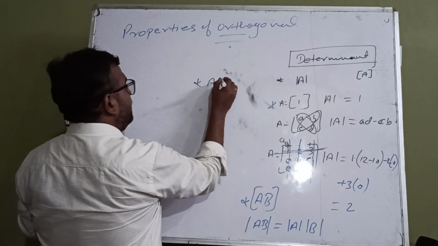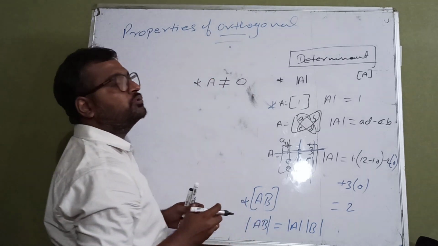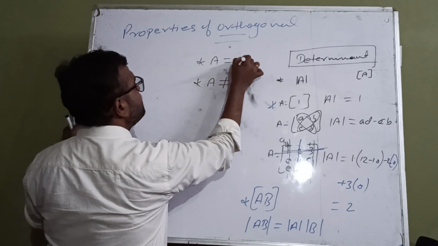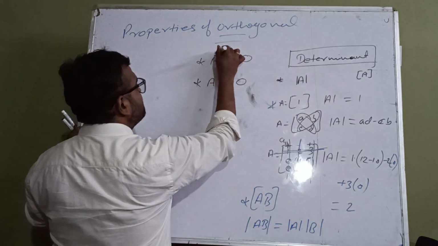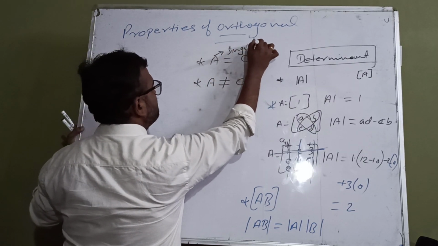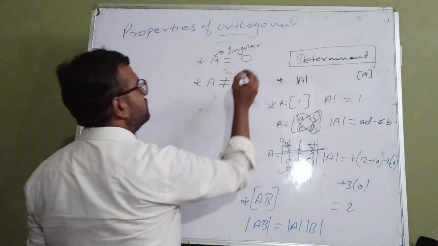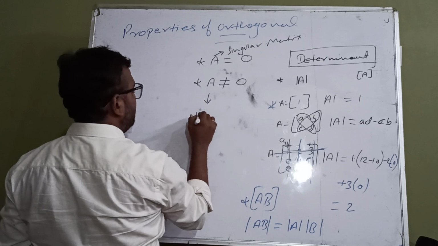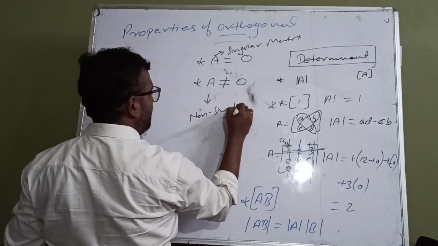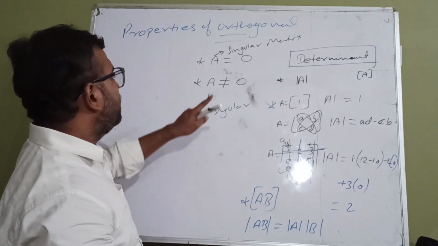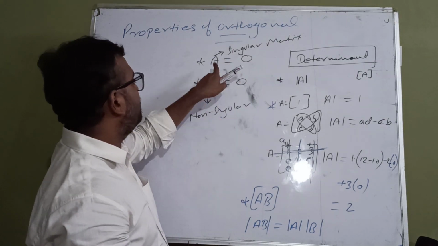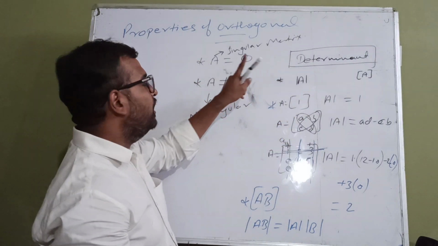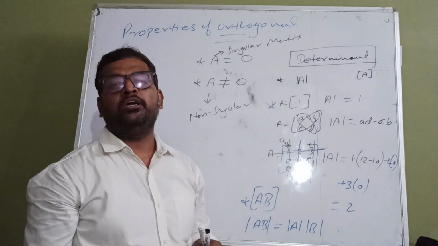Next point. If determinant of A is equal to 0, then A is said to be a singular matrix. And if determinant of A is non-zero, then it is said to be a non-singular matrix. Now what is a singular matrix and what is non-singular? A square matrix whose determinant is 0 is said to be singular, and whose determinant is not 0 is said to be non-singular.